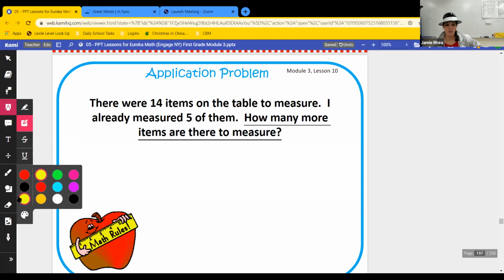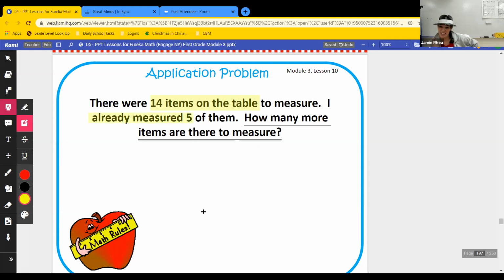There were 14 items on the table to measure. I know we had 14 items on the table. I already measured 5 of them, so already measured 5. So what does that tell me I need to do? If I have 14 items on a table, but I already measured 5 of them, how many more do I have left? I tell you what, let's use the read, draw, write method.